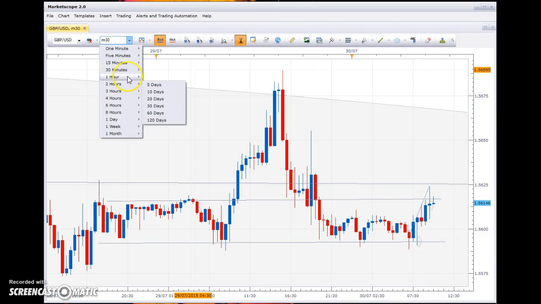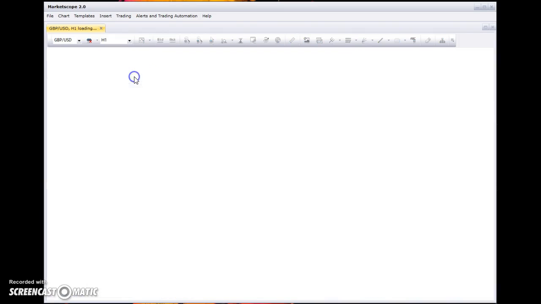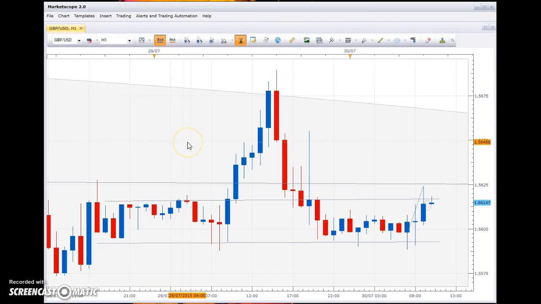So again, we need more information to put things into context, so that the move up that we've seen in this little formation is either part of a longer trend to the upside or not. So let's take the hourly chart now. So this is the hourly chart.